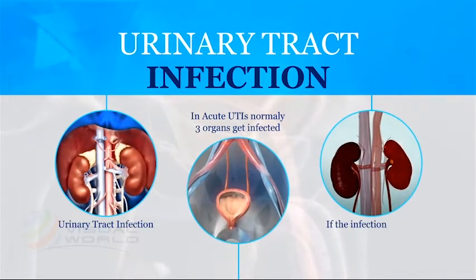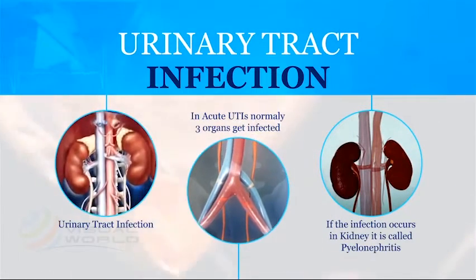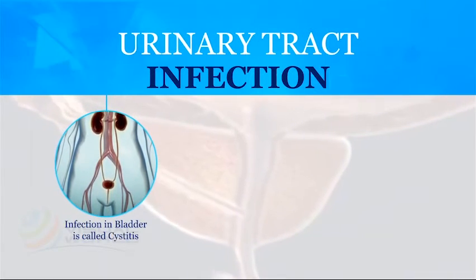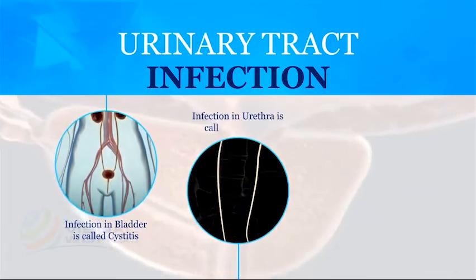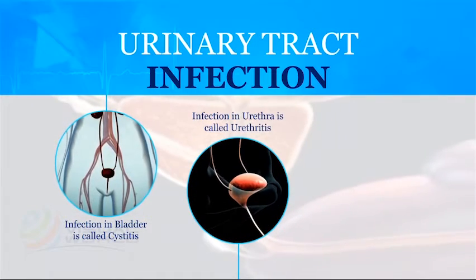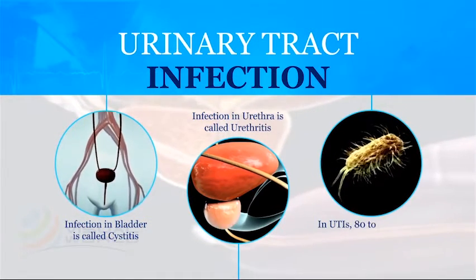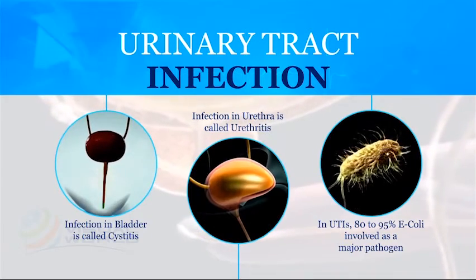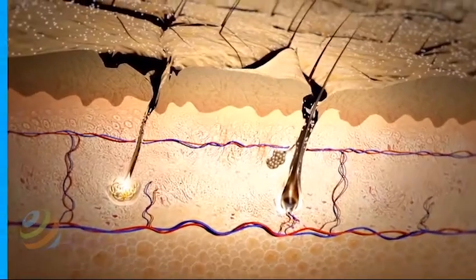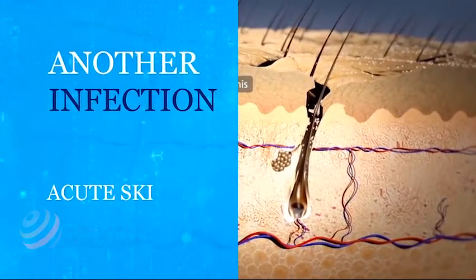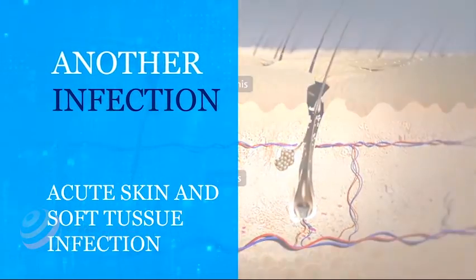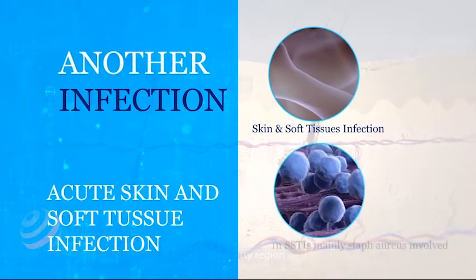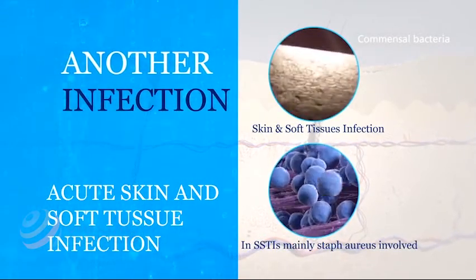Urinary tract infection. In acute UTIs, normally 3 organs get infected. If the infection occurs in kidney, it is called pyelonephritis. Infection in bladder is called cystitis, and infection in urethra is called urethritis. In UTIs, 80 to 95% of the time E. coli is involved as a major pathogen. Another infection is acute skin and soft tissue infection, also known as SSTIs. In SSTIs, mainly Staph aureus is involved.